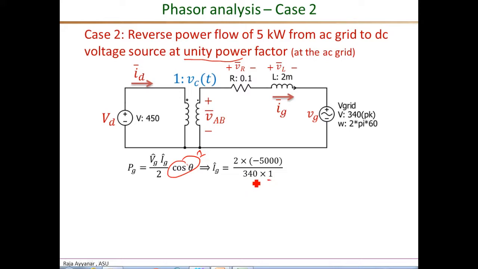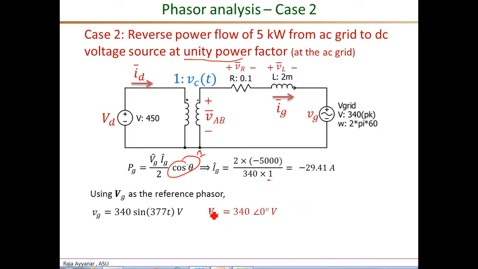And the peak voltage is again 340. So that leads to a current of minus 29.41 amperes. It's minus because of the reversed power flow direction. And similar to case 1, we will again use the grid voltage VG as a reference phasor. So that's a time domain expression, and the corresponding phasor is 340 angle 0 degrees. Then the current phasor has a magnitude which is calculated 29.41, and the angle is plus or minus 180 degrees amperes.